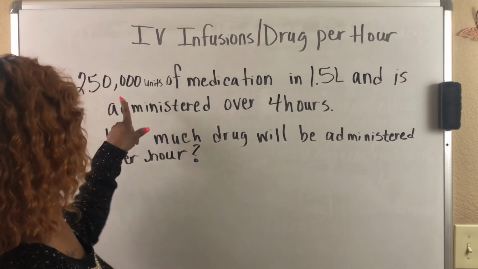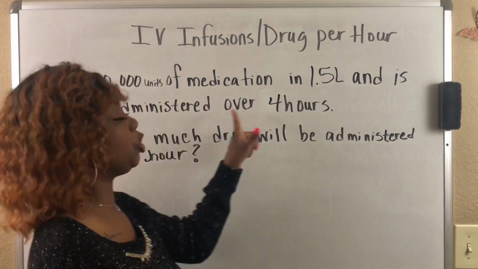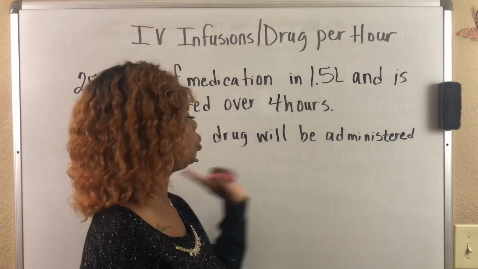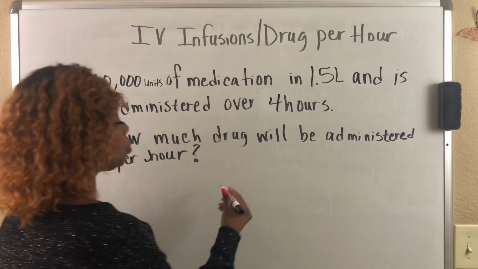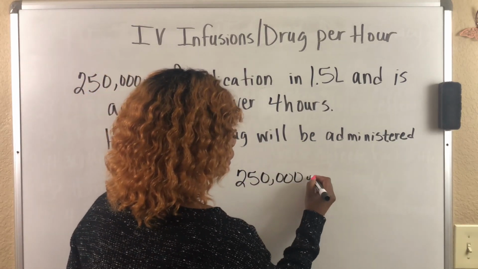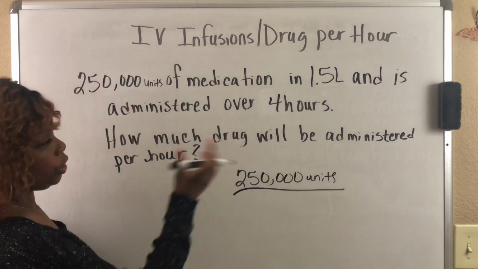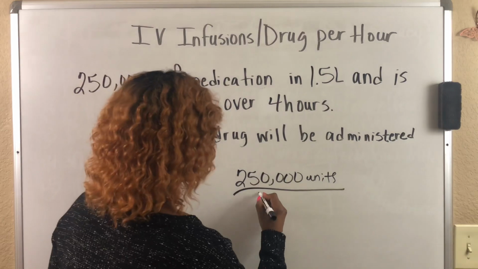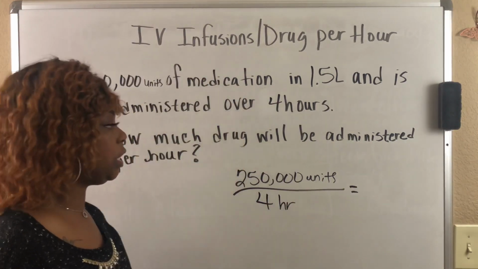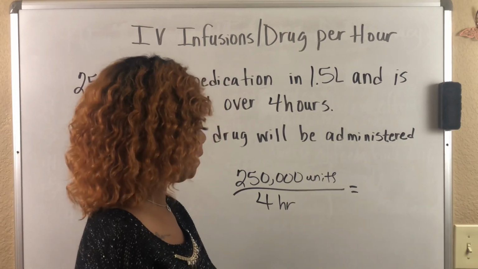Again, we have 250,000 units of medication in 1.5 liters and it is administered over 4 hours, okay? How much drug will be administered per hour? We still have our drug, which is 250,000 units. That's our drug amount. And this is going to be administered over 4 hours. It's the same thing. Put this in your calculator and divide. Divide for me, please.